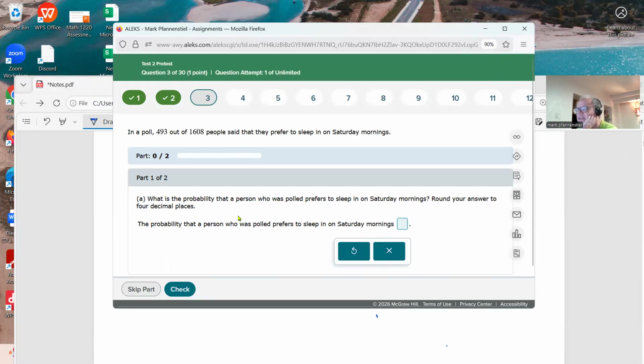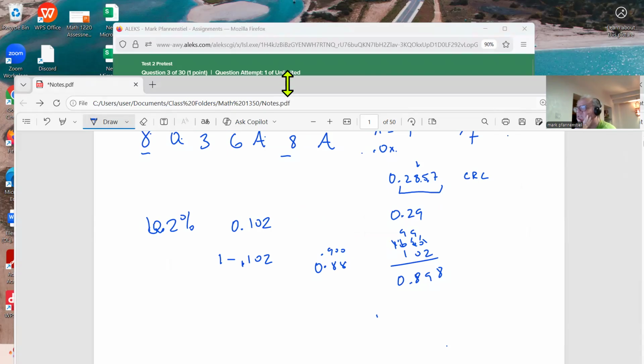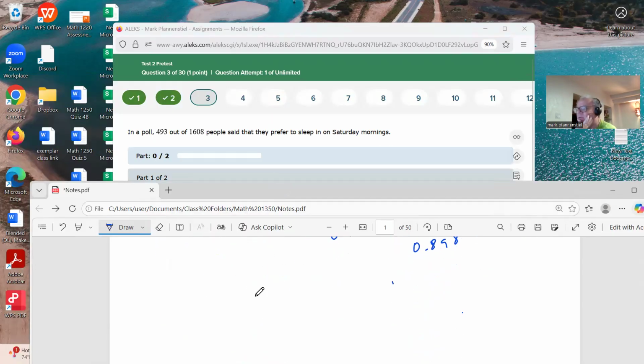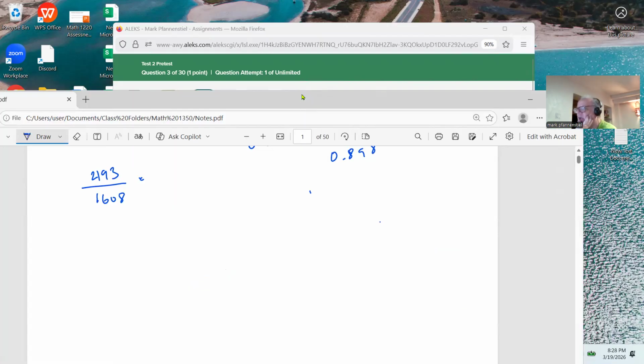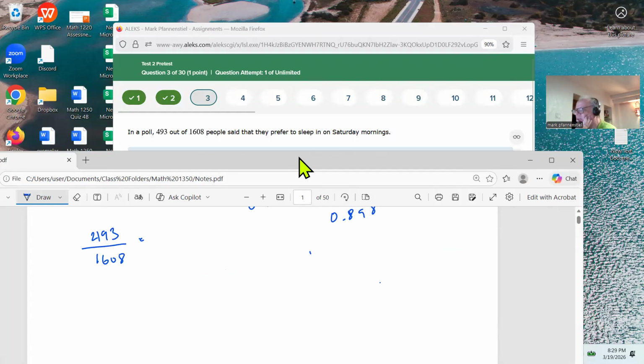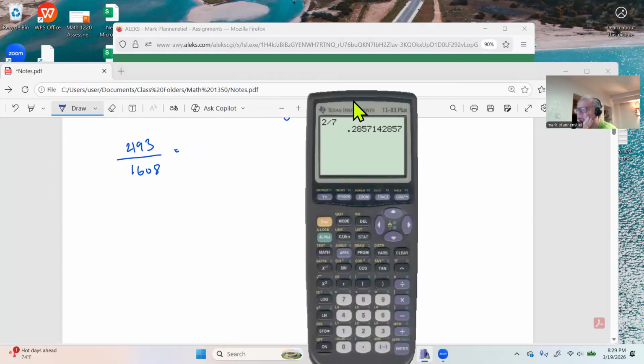So let's see here. What is the probability that a person who was polled prefers to sleep in on Saturday mornings? We have 493 out of 1608 people who said that they prefer to sleep in on Saturday mornings. Great, who doesn't? What we want to do is say 493 out of 1608. We're going to calculate that on a calculator, because I am not going to do long division. That's not going to happen. But fortunately, we have calculators.